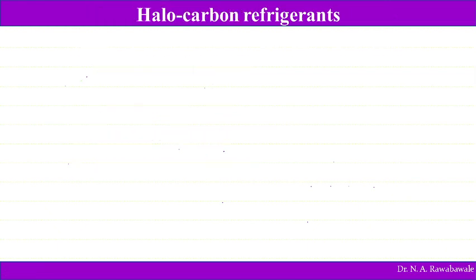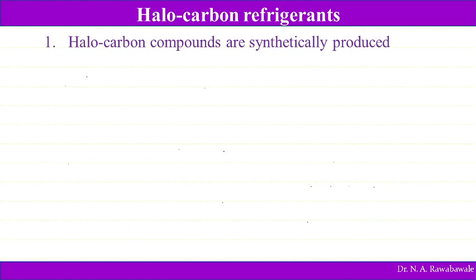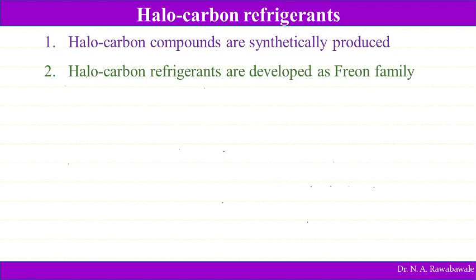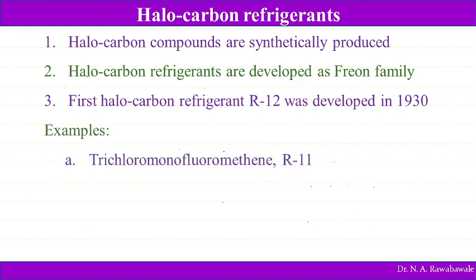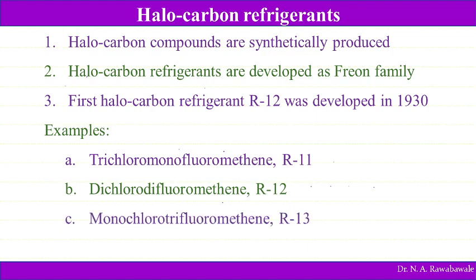Now what are these halocarbon refrigerants? Halocarbon compounds are synthetically produced. These halocarbon refrigerants were developed as the Freon family, and the first halocarbon refrigerant, designated as R12, was developed in the year 1930. Examples of commonly used halocarbon refrigerants are trichloromonofluoromethane, designated as R11; dichlorodifluoromethane, designated as R12; monochlorotrifluoromethane, designated as R13; and carbon tetrafluoride, designated as R14. There are many more, a large list of halocarbon refrigerants.